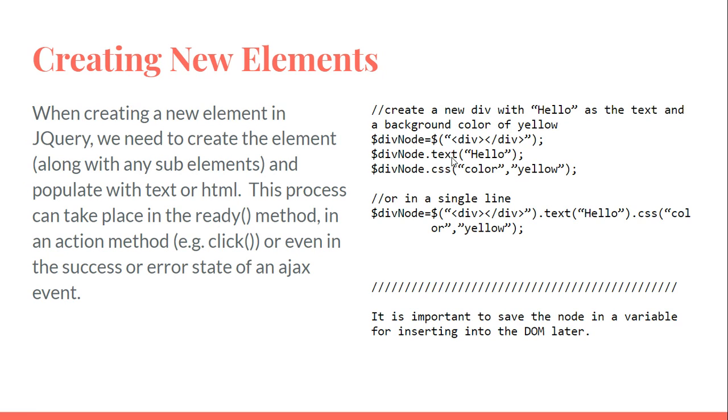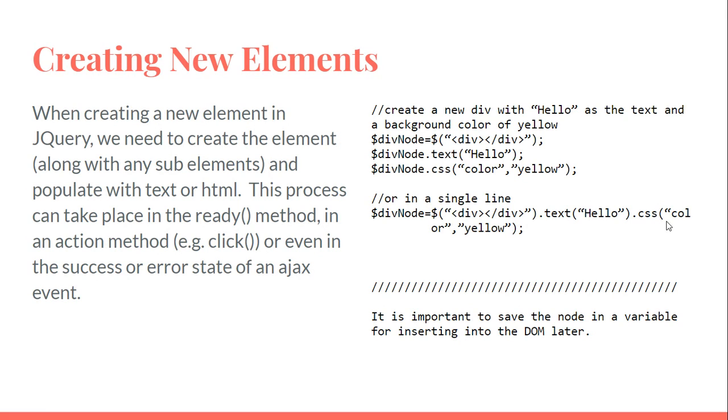Now I can set the text of that and I can change the CSS of that. So now this is a div node that says hello in the color yellow. This is kind of separated for readability, but for simplicity's sake, I can do this in a single line because jQuery uses chaining. So I create the div and then dot text hello dot CSS color yellow.